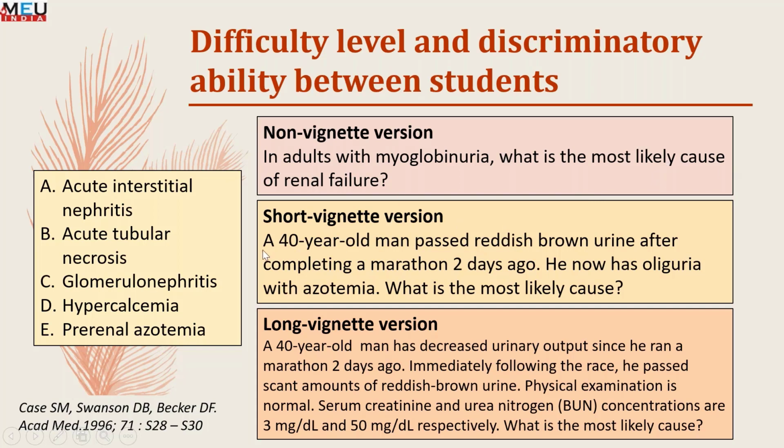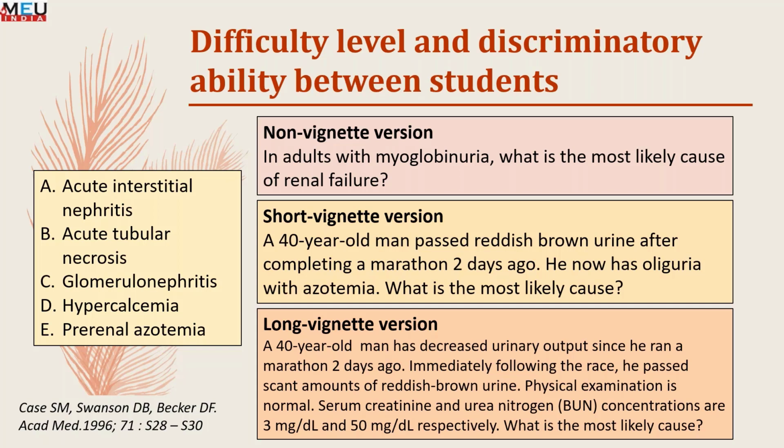A short vignette question is where specific 2 or 3 facts are given, not too much detail. Like a 40-year-old man passed reddish brown urine after completing a marathon 2 days ago. He now has oliguria with azotemia. What's the likely cause? So the direct questions are given, like the patient has azotemia is already mentioned, that his past reddish brown urine is given.